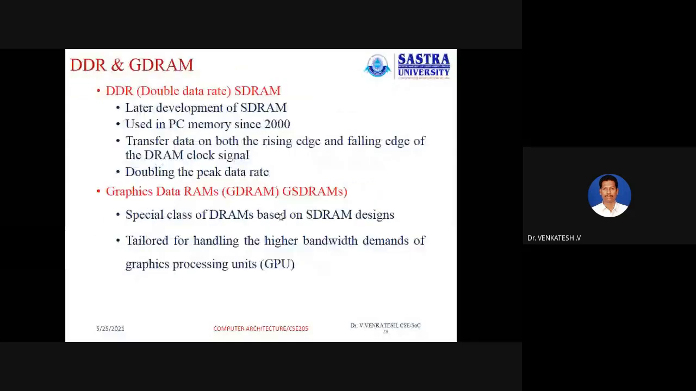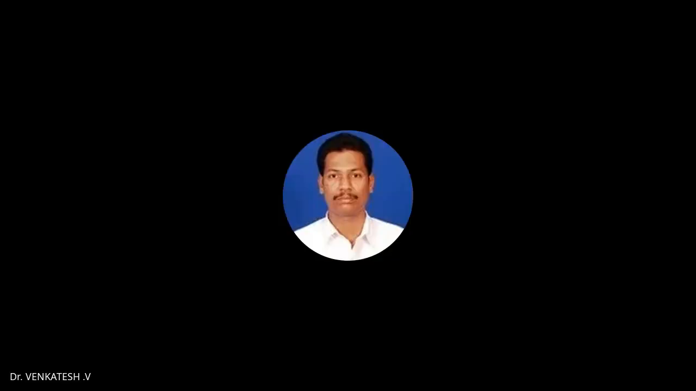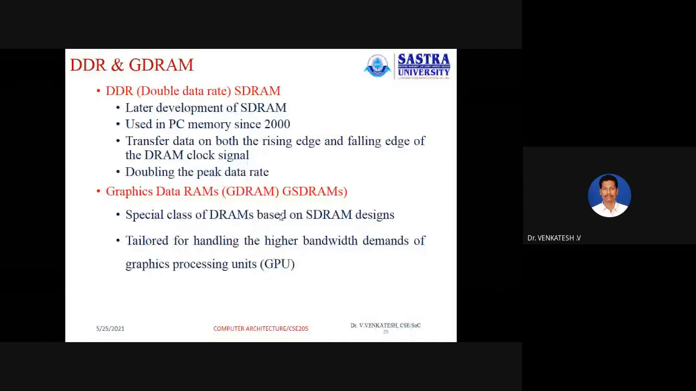Okay, the next one is a further innovation: the double data rate SDRAM, or DDR SDRAM. That is the later development of SDRAM. Once synchronous dynamic RAM came into existence, further improvements were required. So we have a later development called DDR, which has been used in PC memory since 2000 onwards.